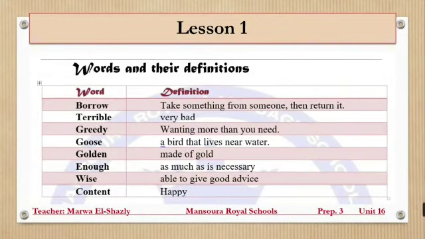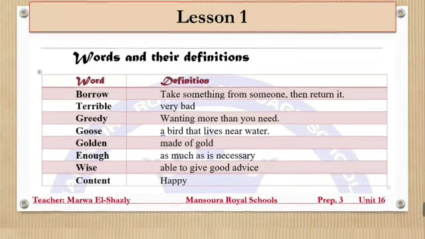Words and their definitions. Let's study together the meaning of some words. Borrow means take something from someone then return it. Terrible means very bad. Greedy means wanting more than you need. Goose, a bird that lives near water. Golden, made of gold. Enough, as much as is necessary. Wise, able to give good advice. Content means happy. I hope the words are clear now.